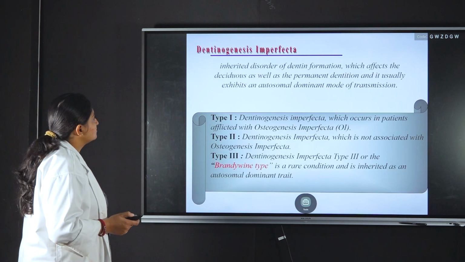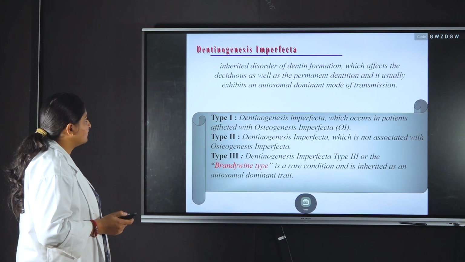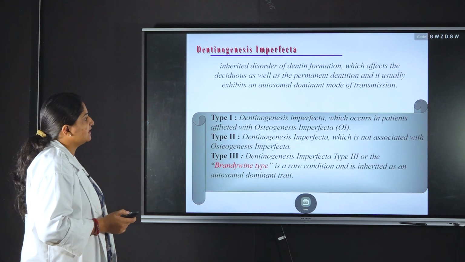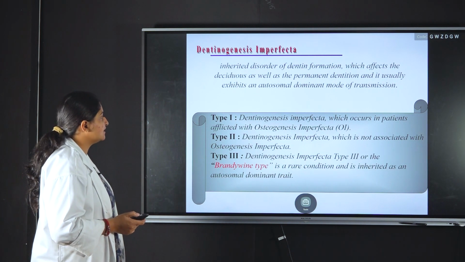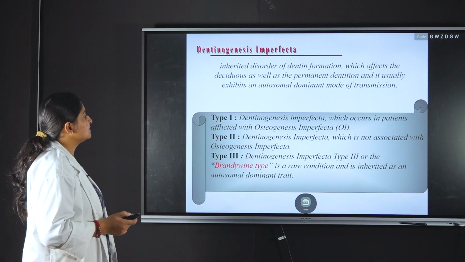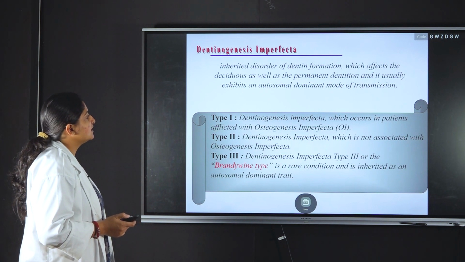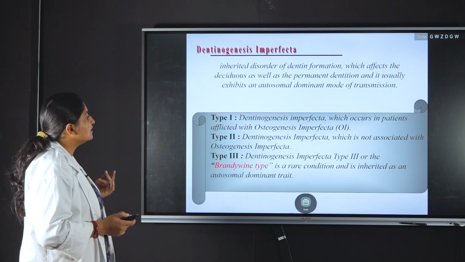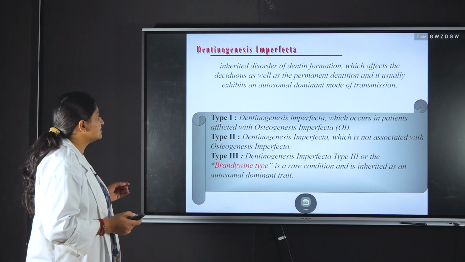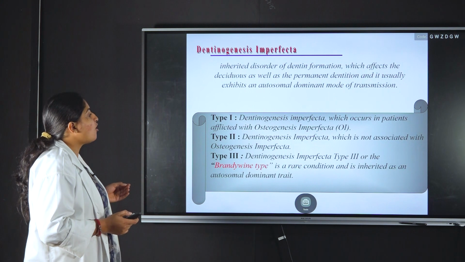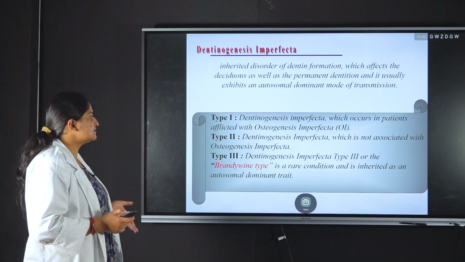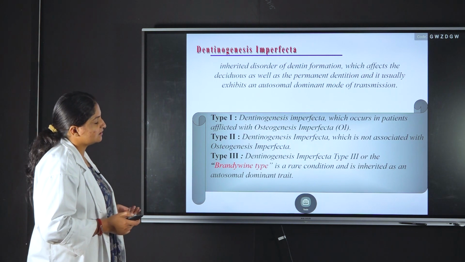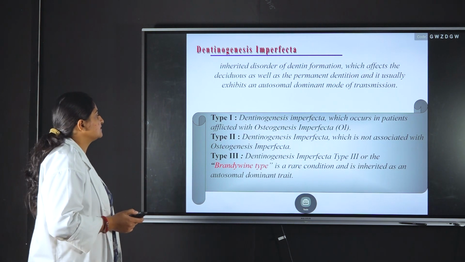So coming to dentinogenesis imperfecta, it is an inherited disorder of dentin formation which affects the deciduous as well as the permanent dentition, and it usually exhibits an autosomal dominant mode of transmission. It is of three types: the first type occurs in patients afflicted with osteogenesis imperfecta, that is, when they have a bone developmental defect also, it may be presented in that way.